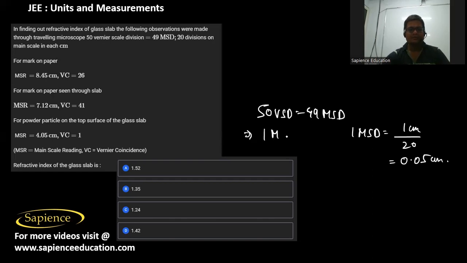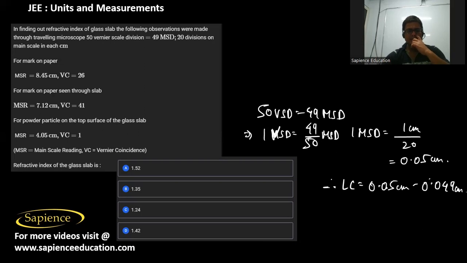And one vernier scale division is equal to 49 by 50 main scale division. Therefore, the least count of the instrument is equal to one main scale division, that is 0.05 centimeter, minus 49 by 50 of it, so this is 0.049 centimeter. So this is equal to 0.001 centimeter.